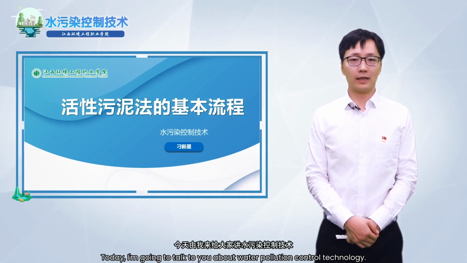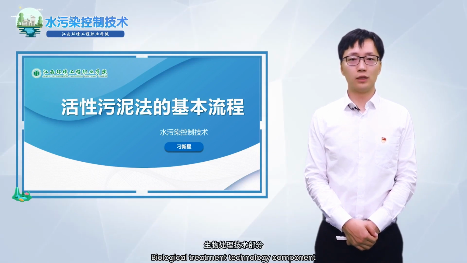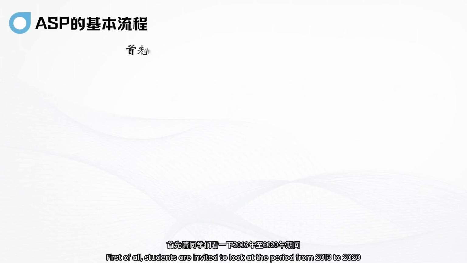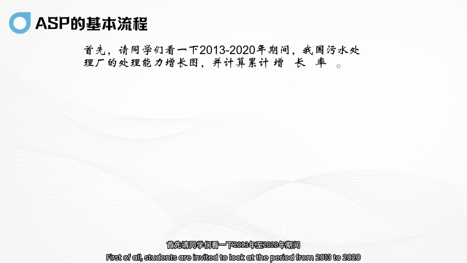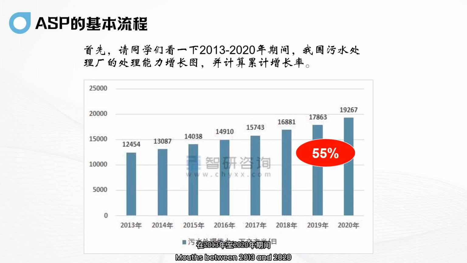Today, I'm going to talk to you about water pollution control technology, the biological treatment technology component. First of all, students are invited to look at the growth chart of the capacity of China's wastewater treatment plants from 2013 to 2020, and calculate the cumulative growth rate, as shown. By calculating this, we can find that between 2013 and 2020, the capacity of our sewage treatment plants has seen a very large increase, with a cumulative growth rate of 55%. You can see that the growth rate was very fast during this period.